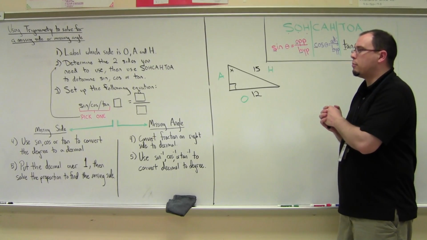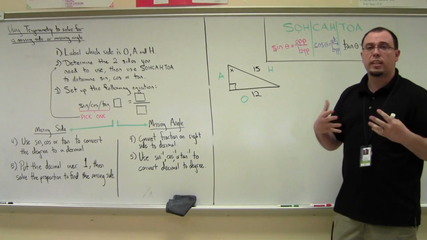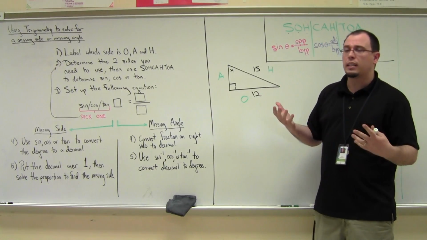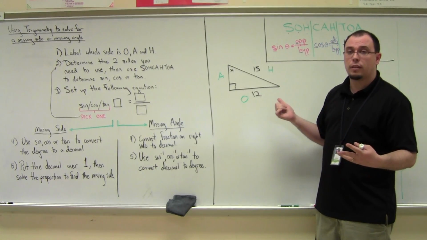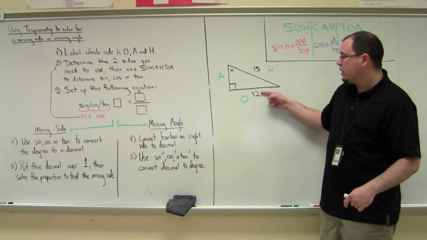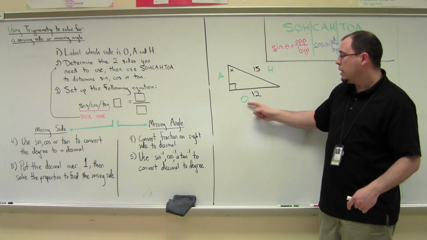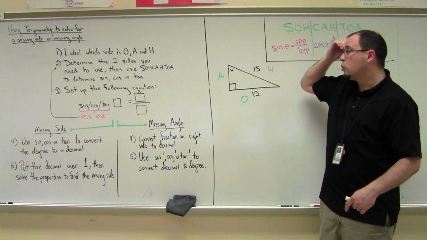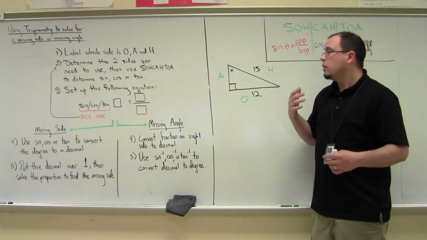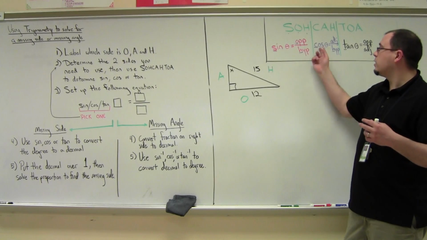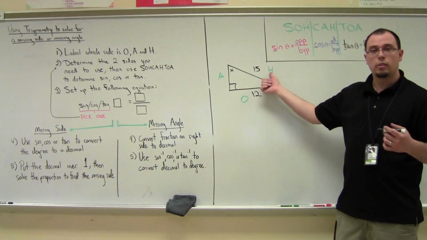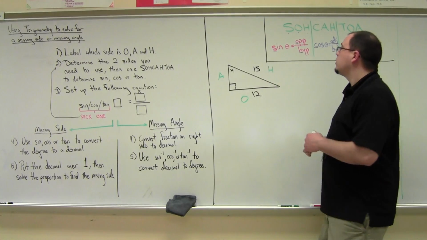Once we've labeled the three sides, we want to determine which two sides we want to use. If we were given all three sides, we get to pick. If you're not given all three sides, you want to look at what you were given. In this case, we were given 12 and 15. 12 is opposite, 15 is hypotenuse. So we're going to use whichever ratio, sine, cosine, or tangent, uses opposite and hypotenuse. That's what we're going to look for next.